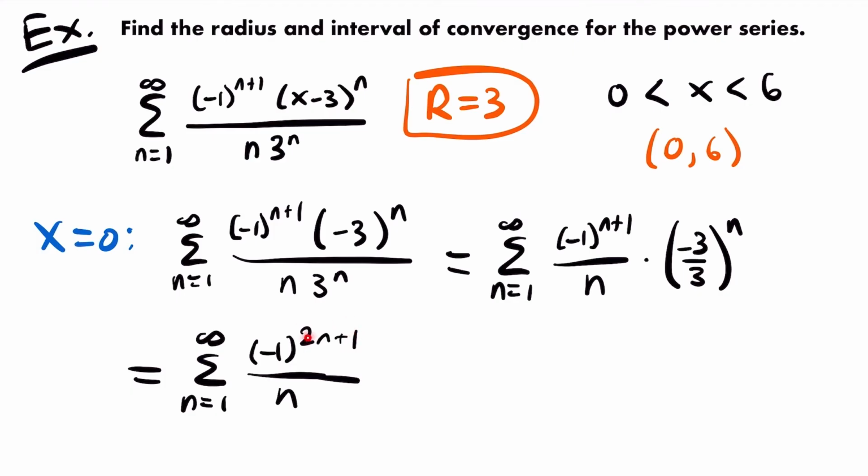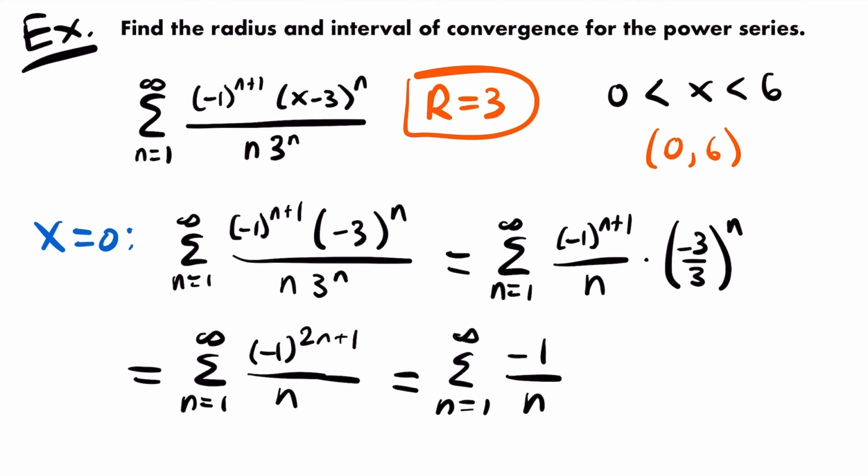So every single power of -1 for any value of n is going to be an odd power, which will always result in -1. So no matter what, this numerator will be -1, and so we would say that this is equal to the sum from n equals 1 to infinity of -1 divided by n.